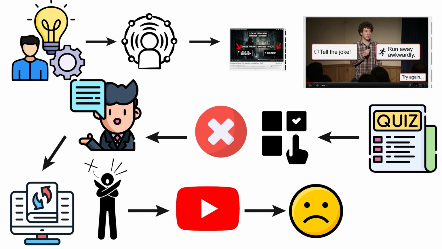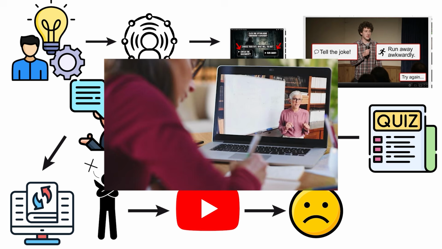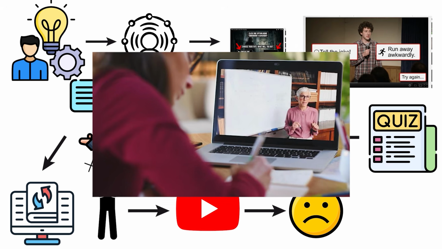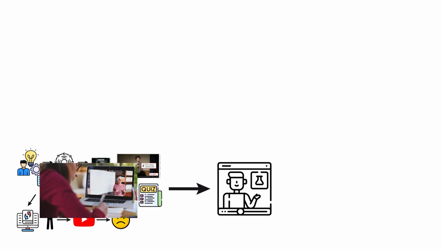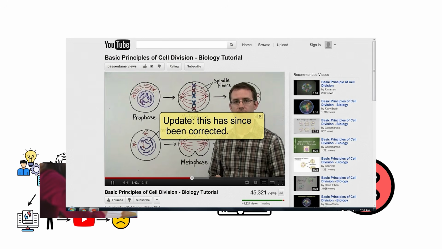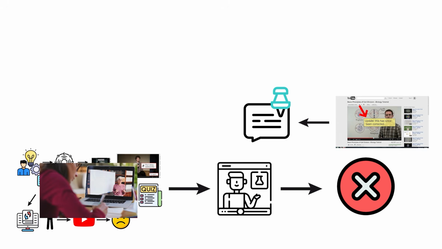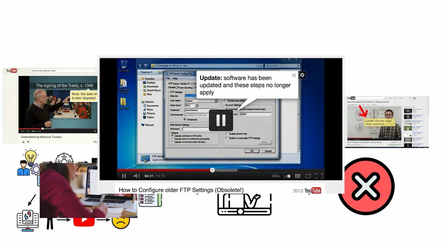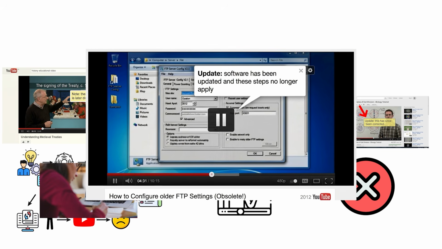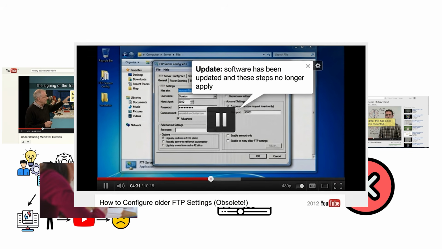The specific loss that nobody discusses: thousands of educational videos used annotations to correct factual errors discovered after upload. A science video that explained something incorrectly could have an annotation appear at the relevant moment reading, "Update. This has since been corrected. The pinned comment has the accurate information." A history video could have annotations flagging that the date shown was later disputed. A technology tutorial could have annotations noting that the software had updated and these steps no longer applied.